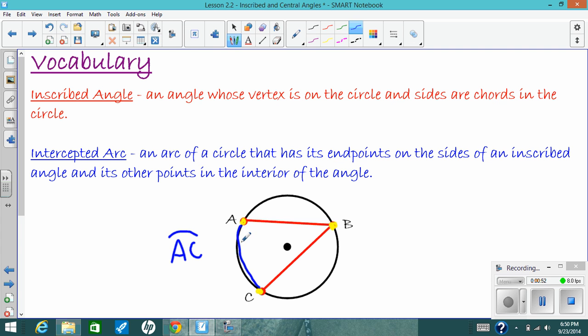The endpoints of the arc are the endpoints of the sides, and all the points of the arc are contained within the angle. So it's sort of like a Pac-Man situation. The arc is being eaten by this Pac-Man sort of looking thing.